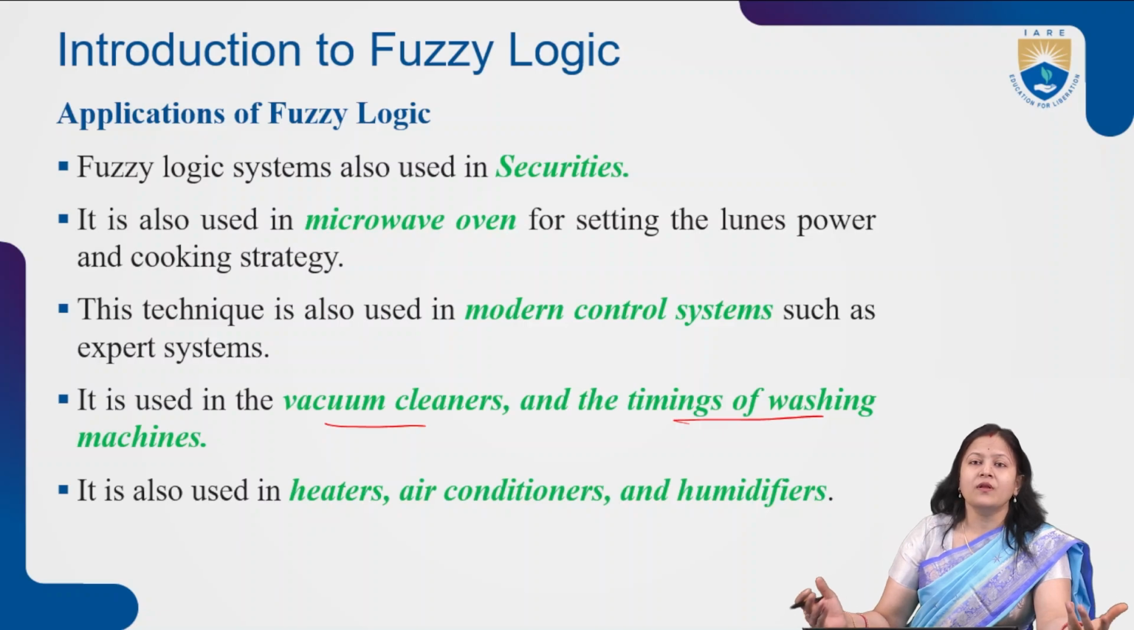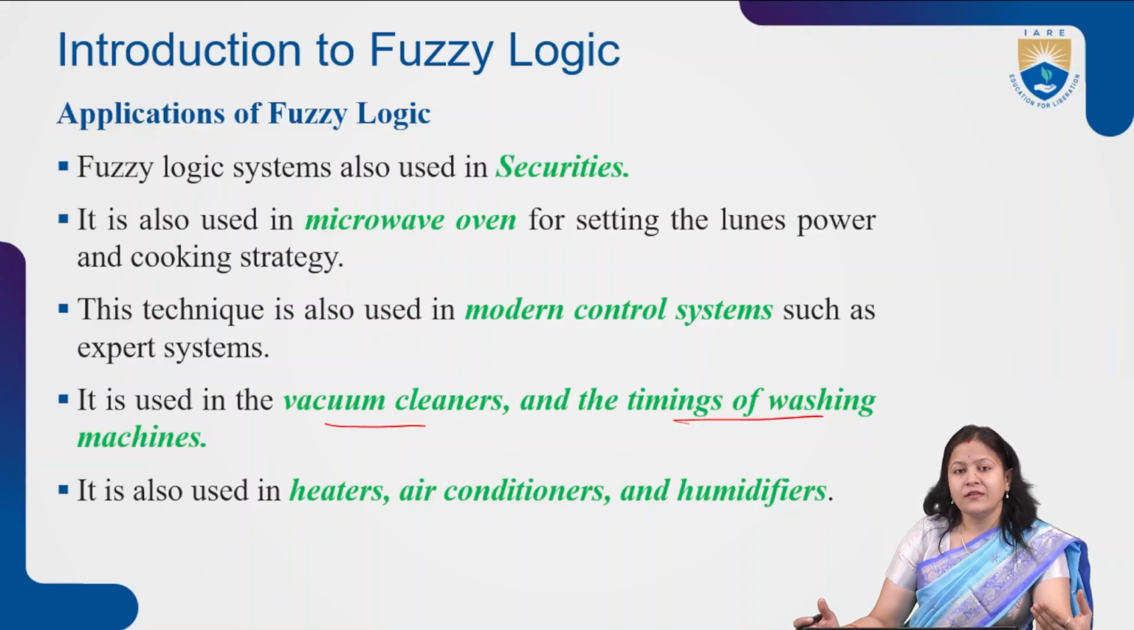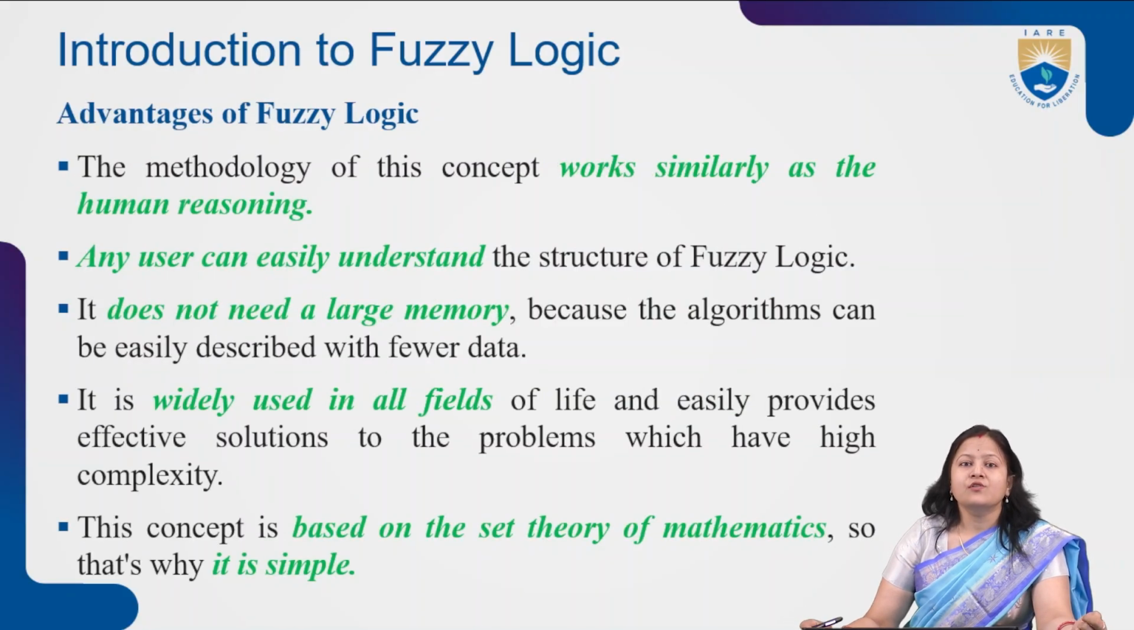Normally people say this is an AI enabled AC. What is the meaning of AI enabled AC? It depends upon the temperature of the room. Automatically it senses the temperature of the room and accordingly sets its fan and decreases it automatically also. That is why they are called AI enabled ACs. So it is also used in heaters, air conditioners and humidifiers. These are a few advantages of fuzzy logic.